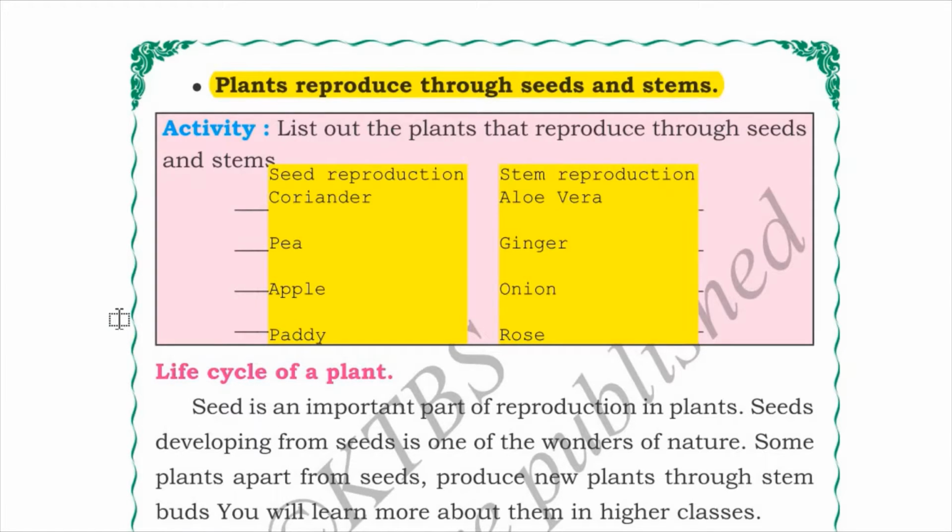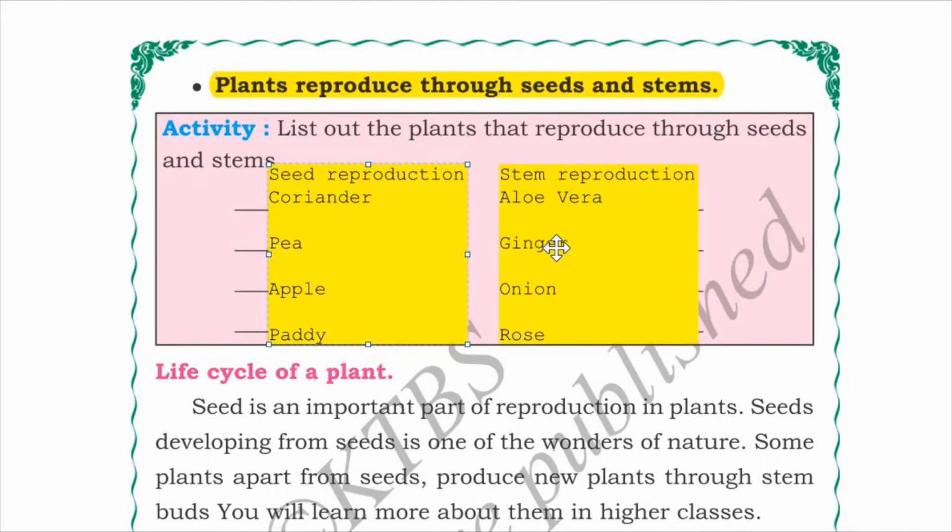So there are different ways through which we can get new plants from existing plants, and two of those methods are using seeds and stems that are produced by mature plants. So we know that we can get new plants from seeds by planting the seeds in the soil. For the next activity, we need to list out the plants that reproduce through seeds and stems.